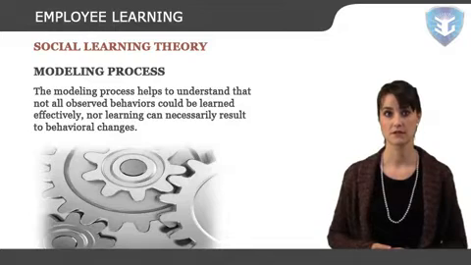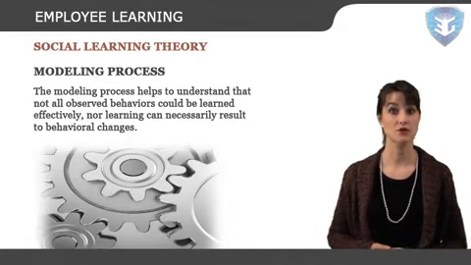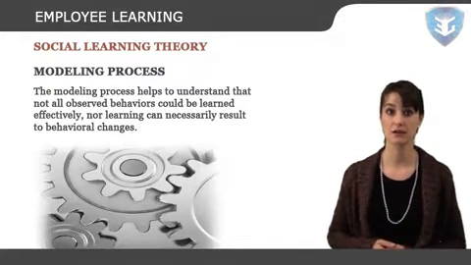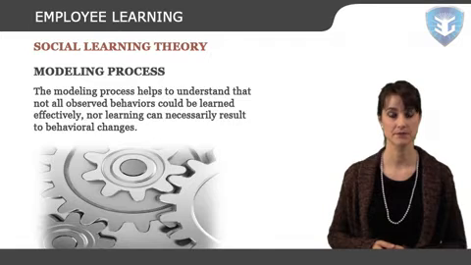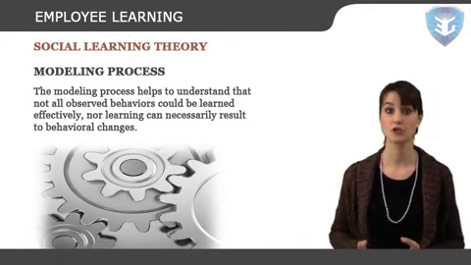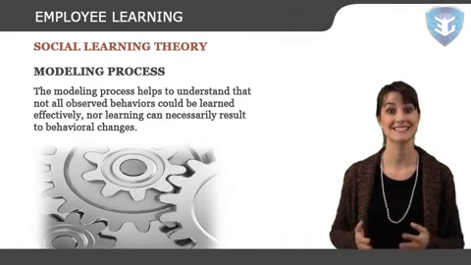Modeling process. The modeling process helps to understand that not all observed behaviors could be learned effectively, nor learning can necessarily result to behavioral changes. The modeling process includes the following steps in order to determine whether social learning is successful or not.